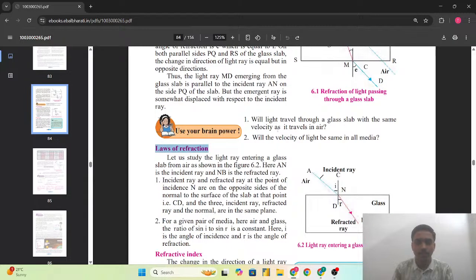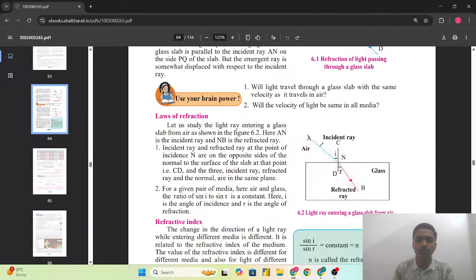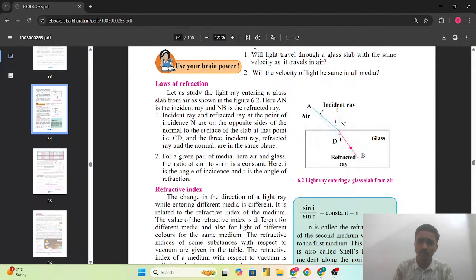So let us see ahead. Use your brain power. Will light travel through a glass slab with the same velocity as it travels in the air? Will the velocity of the light be same in all the medium? So these are the two questions. When light is travelling in a glass slab, does it travel with the same velocity as it travels in the air? That will not happen. As the medium will change, the velocity of the light will also change, as we can say here.